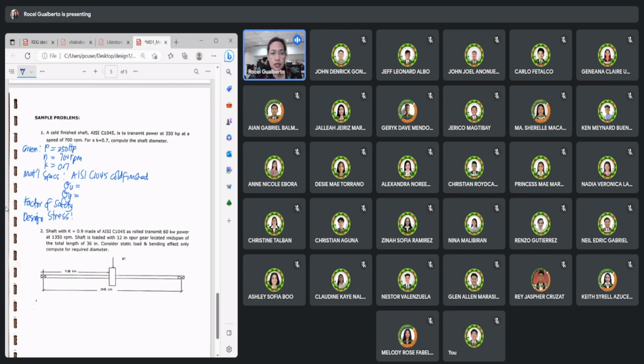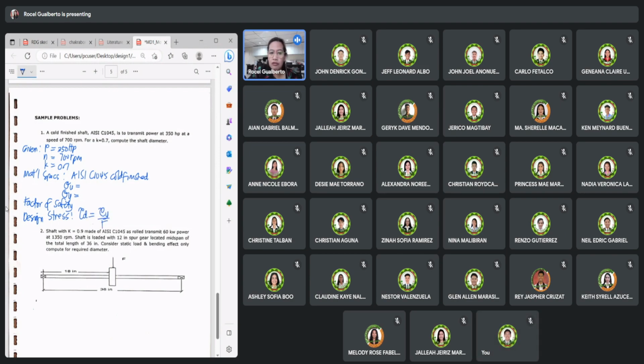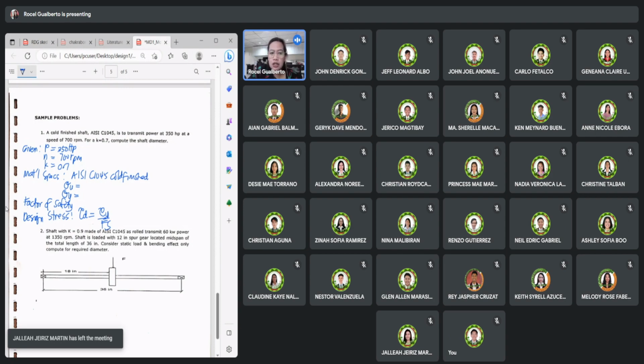Okay? So your design stress would be equal to tau d, which is equal to tau y over fs. Why do I use here tau y divided by factor of safety? Since this is a ductile material. Okay? And the basis of design is not mentioned. Okay? Kaya tau y over fs po ang ginamit. Okay? So for tau y, it will come from the value of your sigma y, 0.6 of your sigma y.